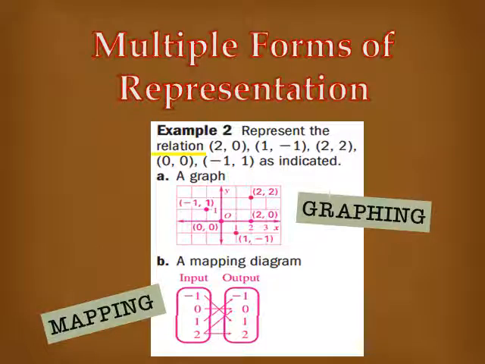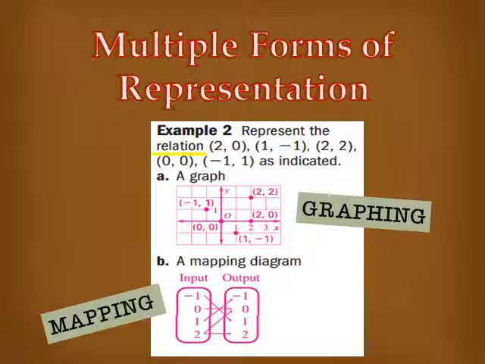Okay, multiple forms of representation. So in example 2, represent the relation. Remember that there's some kind of relation. If I do this, then that happens. If you put in negative 2, you get 0. Or negative 1, you get negative 1. 0, you get 2. Or 0, 0, negative 1, 1 as indicated.